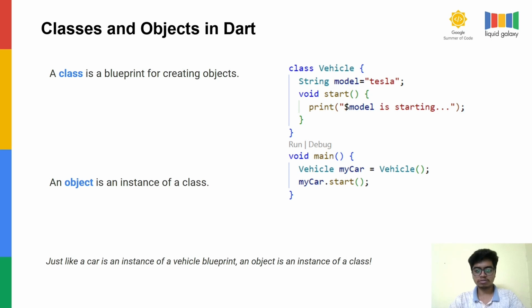Okay. Now in the main function, I have created an instance of that class and stored it in a variable myCar. Now I can access any property of this class with the help of the myCar variable. If I write myCar.start, it will just invoke the start method of the class, and it will print Tesla is starting, right? And if we want to access the model variable, then we can write myCar.model, and it will print Tesla. If you want to update the model, then we can also write myCar.model equal to whatever we want. So it will update the variable also. So that's how we create classes and objects in Dart.